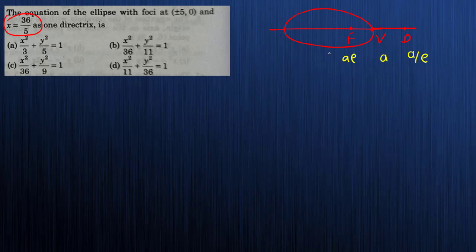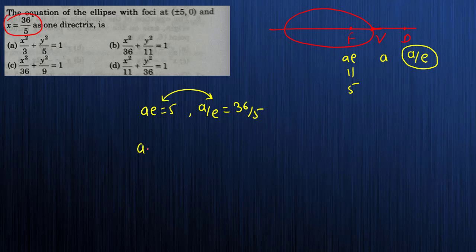See, what they have given is foci, they have given 5. So AE is equal to 5. Next they have given the directrix as 36/5. Directrix means A by E, they have given. So A by E is equal to 36/5. Then what will you do? You multiply these two equations. What will you get then? AE into A by E is equal to 5 into 36/5. This 5 cancels, AE cancels. So how much does A square come to? 36. A square is 36.